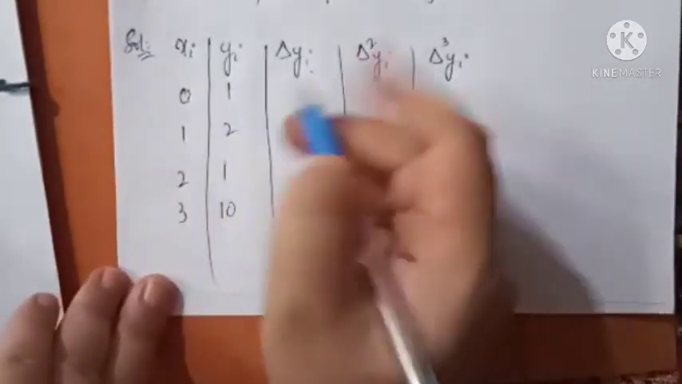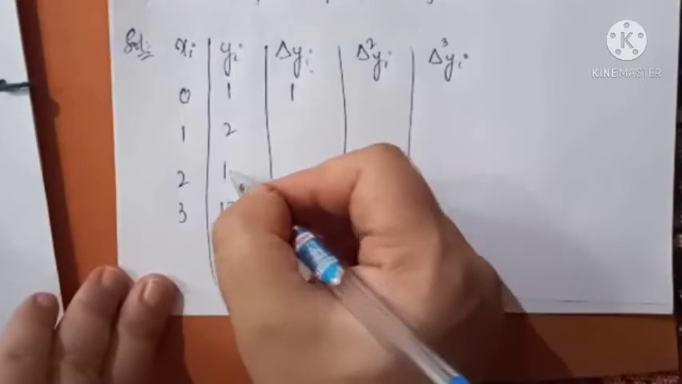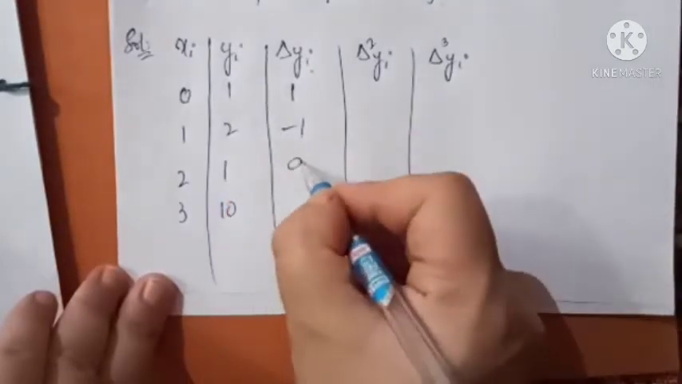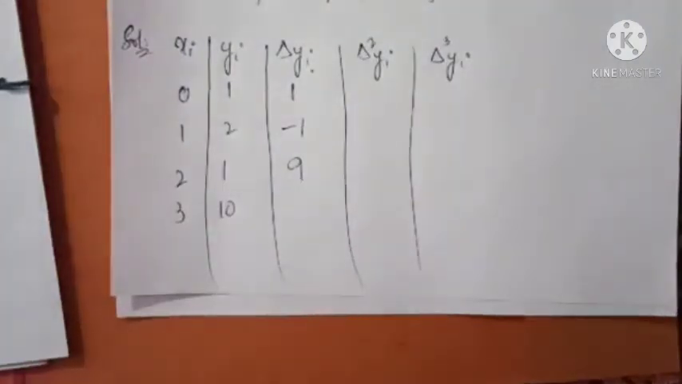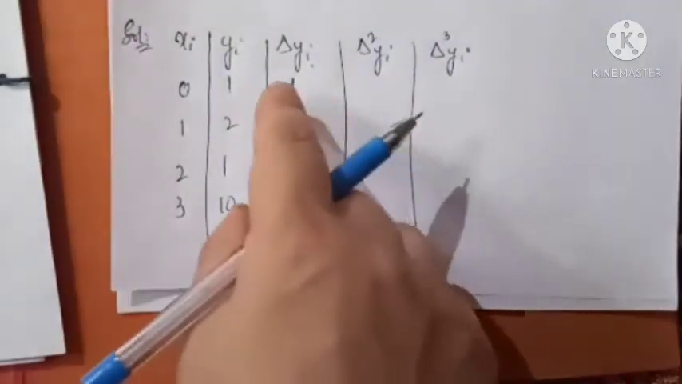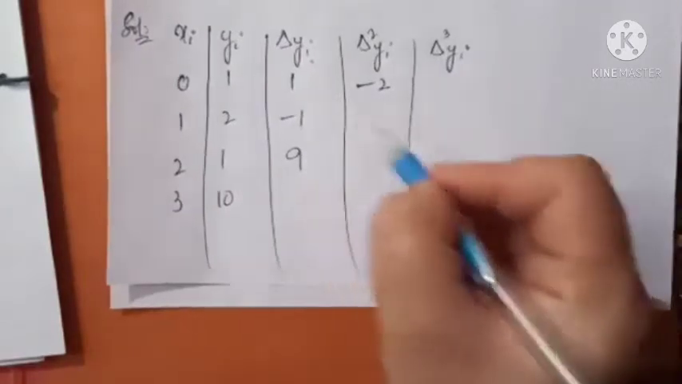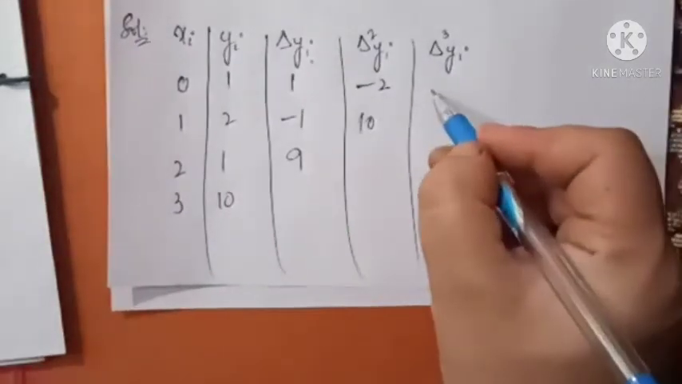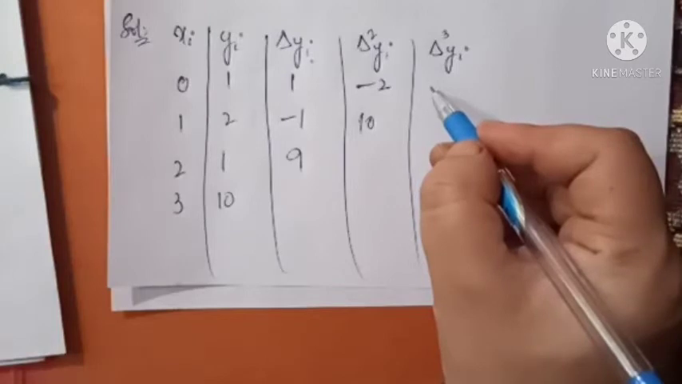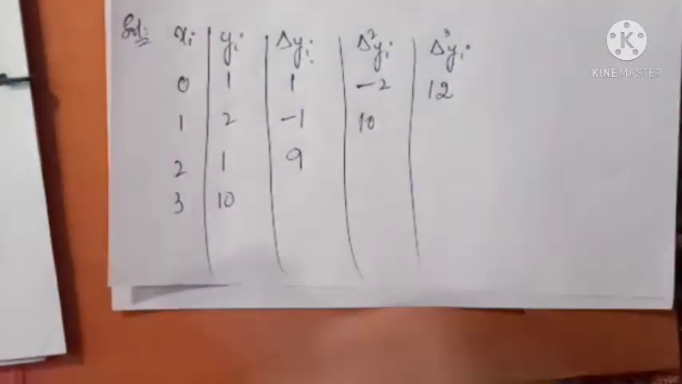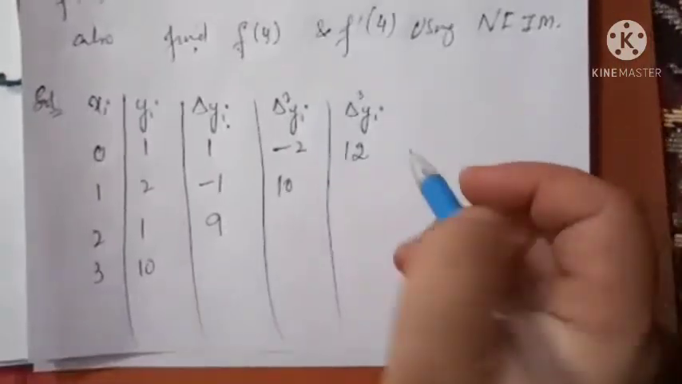Delta y1: 2 minus 1 is 1, 1 minus 2 is minus 1, 10 minus 1 is 9. Minus 1 minus 1 is minus 2. 9 minus minus 1 is 10. 10 minus minus 2 is 12. So this is the Newton's forward difference table.